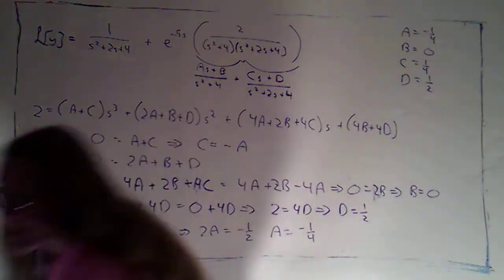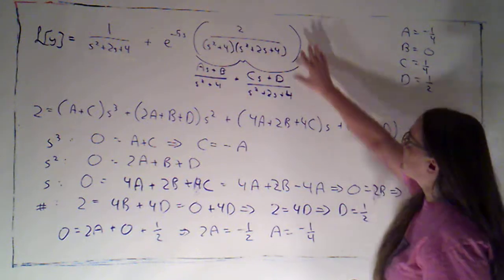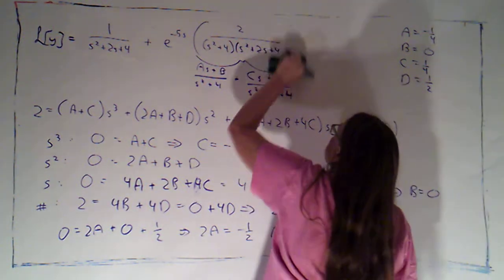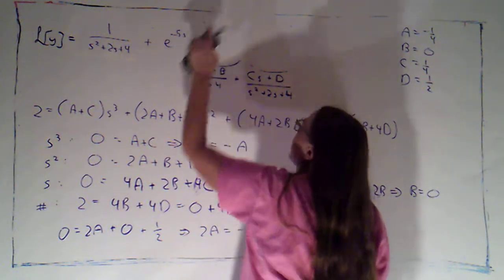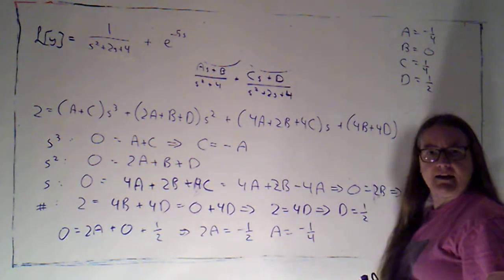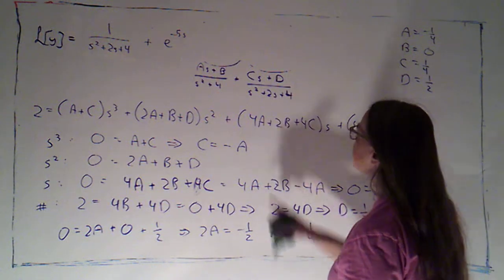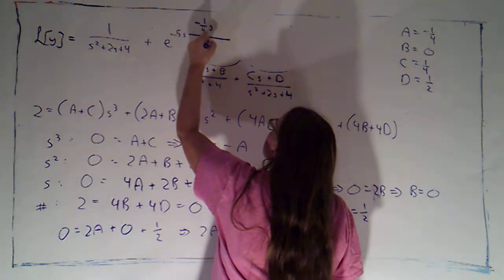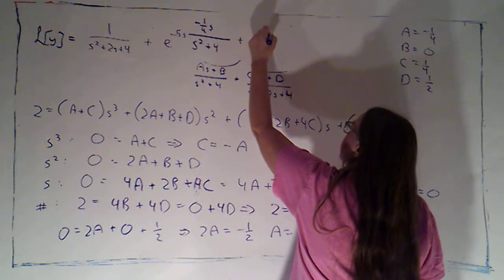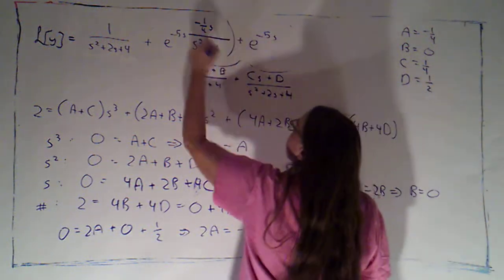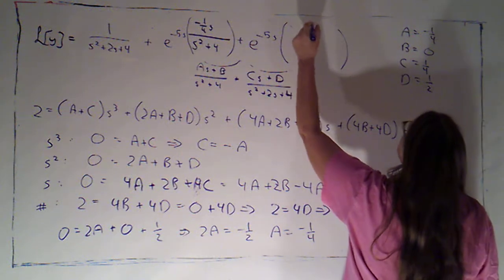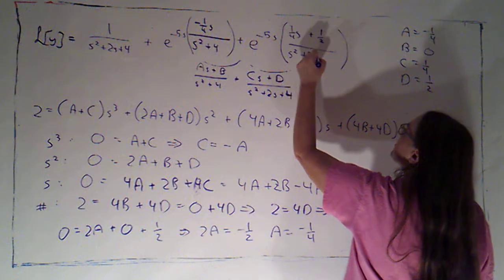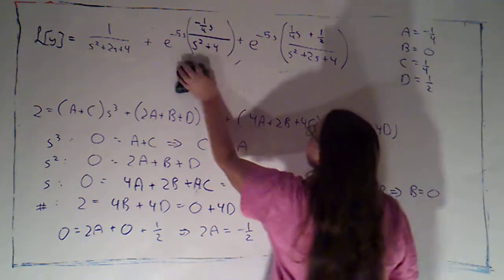Okay. What I'm going to do, just to not use up too much space on the board, is rewrite this, plugging in the values that I got for a, for b, for c, and for d. And as I do that, it was e to the negative 5s times this sum. I'm just going to distribute that to each piece. So I'm going to have e to the negative 5s times as plus b, which is negative 1/4 s plus 0, over s squared plus 4. And then I'm going to have plus an e to the negative 5s, because I'm going to distribute that, times this fraction, cs plus d, which is 1/4 s plus 1/2 all over s squared plus 2s plus 4.